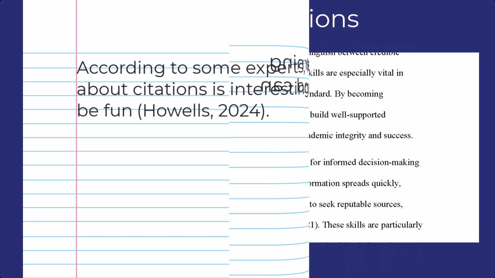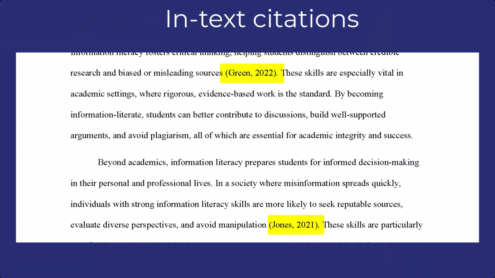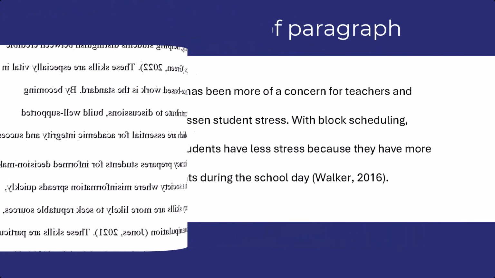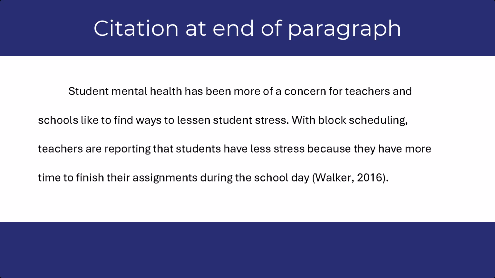I'm going to cover some of the common ways to include in-text citations in your paper, along with some common variations on the general rule. The first way to use an in-text citation is at the end of a paragraph. In this example, I paraphrased information from an article, then put the citation at the end of the paragraph. We have the author's last name, comma, and then year in parentheses, and the period is after the parentheses.